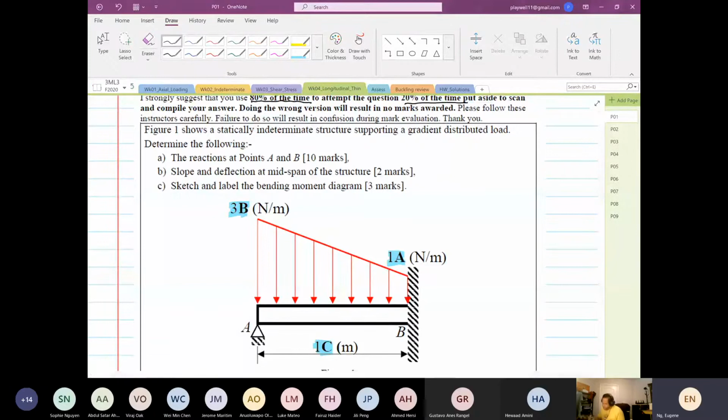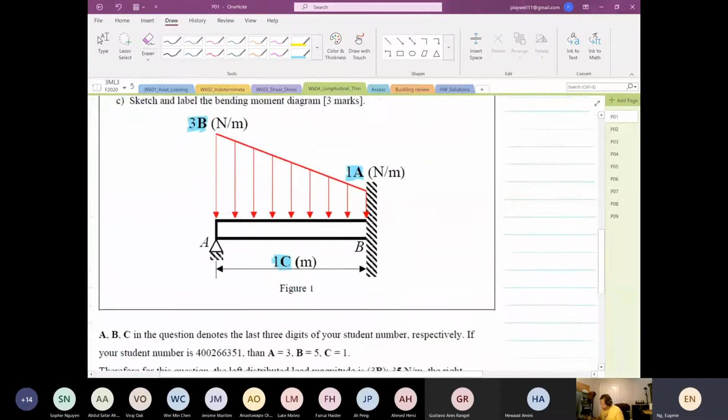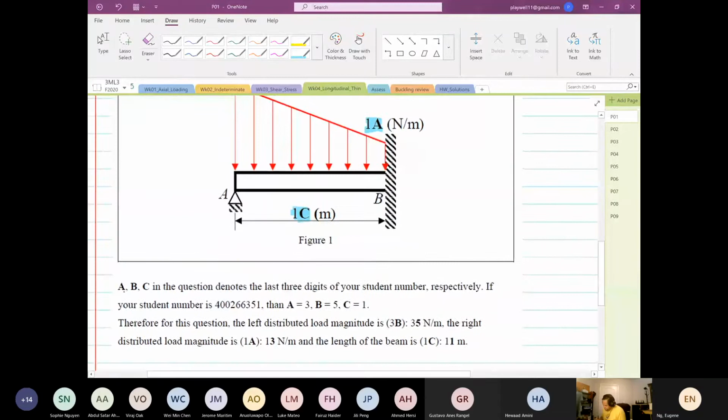What does it mean? If you look over here, ABC given in the question denotes the last 3 digits of your student number. I can even use the last 4 digits of your student number. So if your student number is 351, A is 3, B is 5, C is what? 1. So 351.